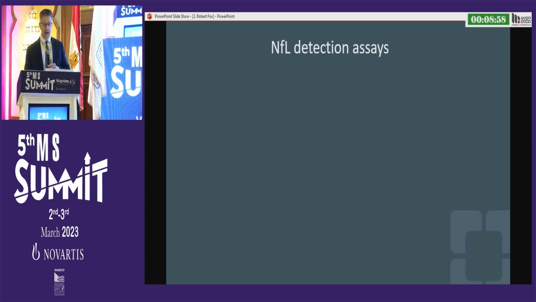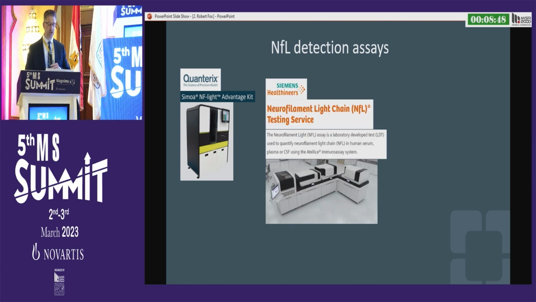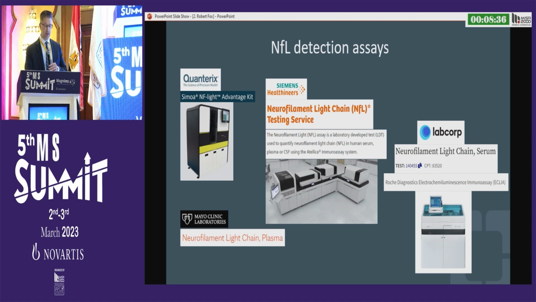All right, so then how do we measure it? There's a couple different platforms that are available to measure. This is out of a company named 𝐷. They're using their NFL Lite Advantage kit. This is out of Siemens. They have using their large machine as well, and 𝐿ABcorp has a method as well. Now, why do I mention that? You'll see in a moment.